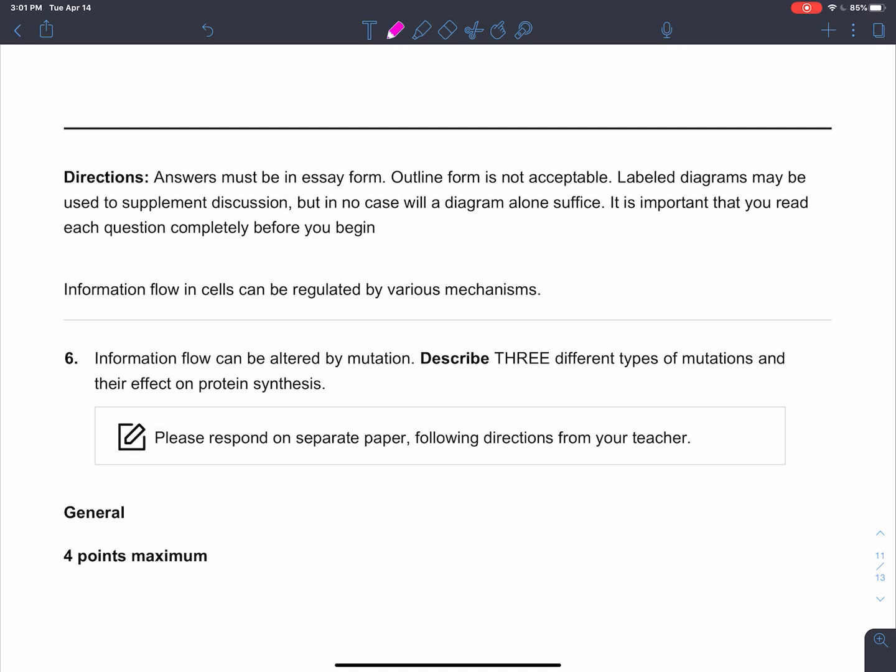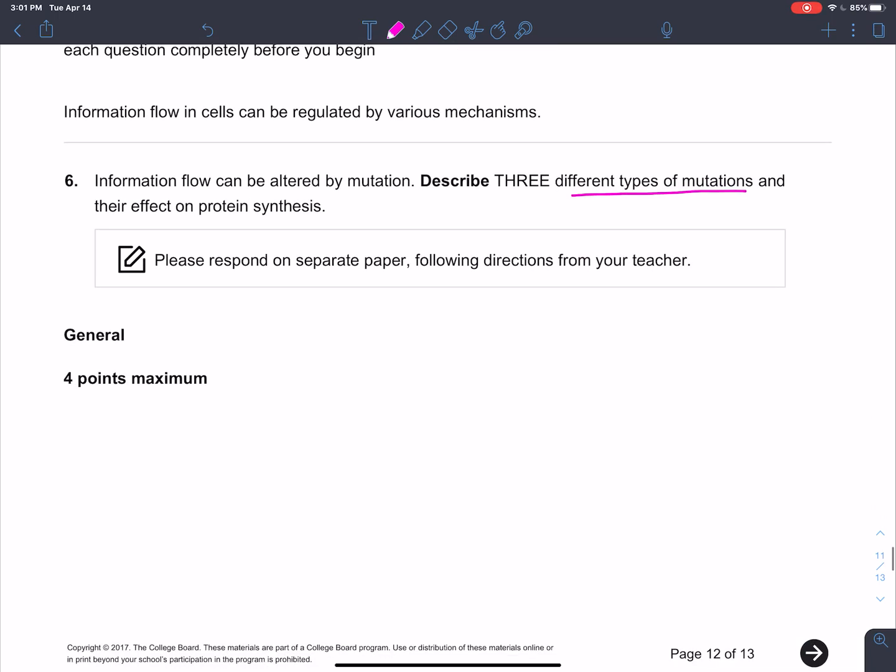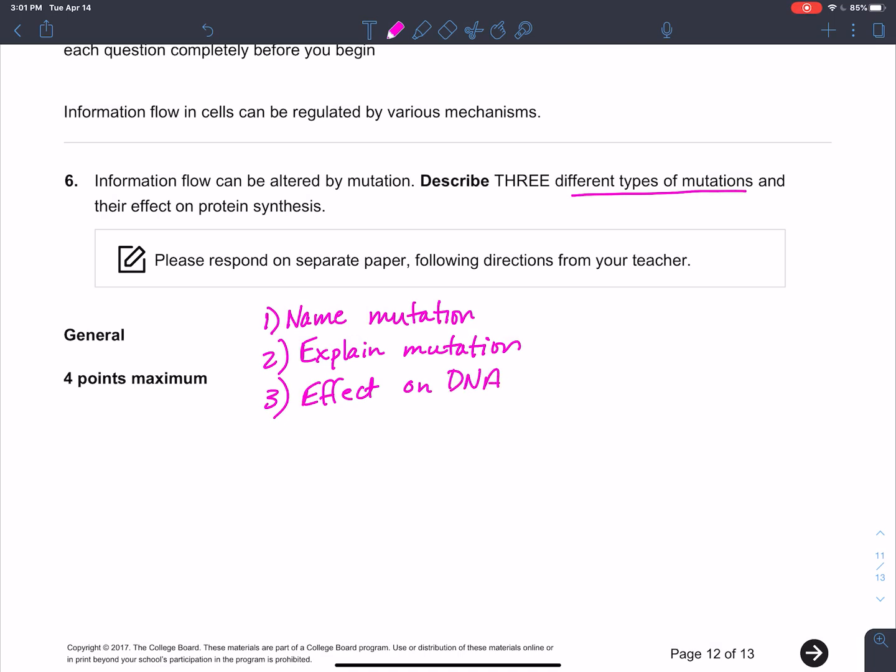Finally, describe 3 different types of mutations and their effect on protein synthesis. All right, so here's the thing. You should name the mutation. Please name your mutations. 2, explain what it is. 3, the effect on DNA. And then 4, the effect that has on the protein.